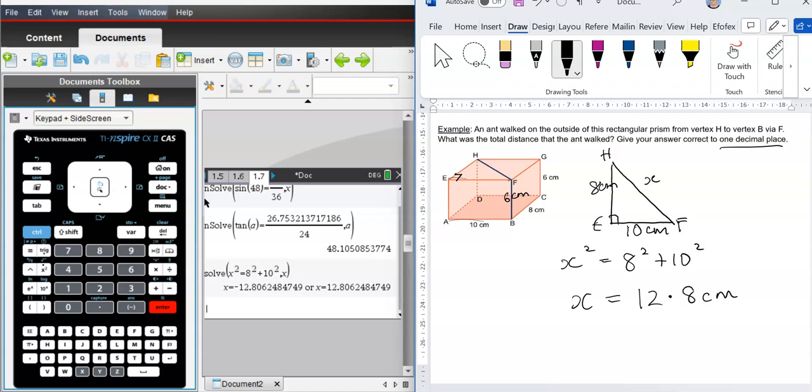centimetres. Now if you can imagine the ant has walked across the box from here to here, H to F, it's moved across the box 12.8 centimetres, and then to get down to the bottom of the box, it's walking another 6 centimetres. So to actually answer the question, the distance that the ant walks will be the 12.8 that we've just calculated for the triangle, plus the extra 6 centimetres that it walks down vertical on that box. So the total distance that the ant would have walked on that box is 18.8 centimetres.